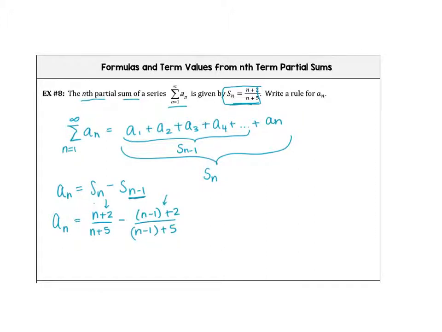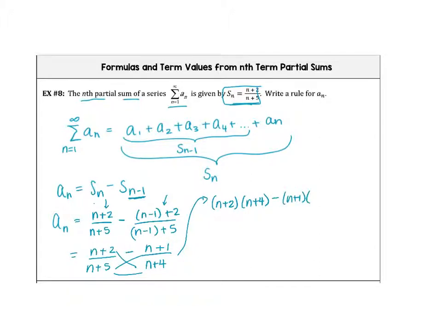So we're going to do some algebra here. It's been a little while since we've had to do that. So we're going to have n plus 2 over n plus 5 minus, and this top is going to simplify to n plus 1 over n plus 4. And we can do our cross multiplying here and multiply across the bottom. So we're going to have n plus 2 times n plus 4, minus n plus 1 times n plus 5, and that's all over n plus 5 times n plus 4.